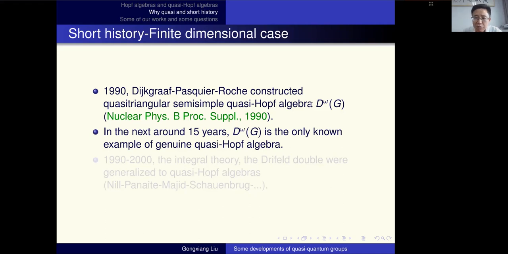I have to say, determining whether a quasi-Hopf algebra is genuine or not is not an easy task. Actually, if you read Cheng-Presley's book, A Guide to Quasi-Quantum Groups, they say that D^ω(G) is genuine if ω is not a trivial 3-cocycle. Trivial means it is a coboundary. But I have to say this statement is not true. You can find some non-trivial 3-cocycle, but D^ω(G) is still not genuine. This also tells us that it is not easy to determine whether a quasi-quantum group is genuine or not. Even in the textbook we can make some mistakes.